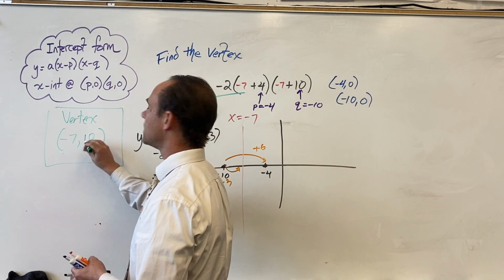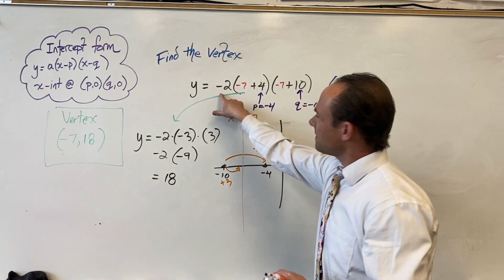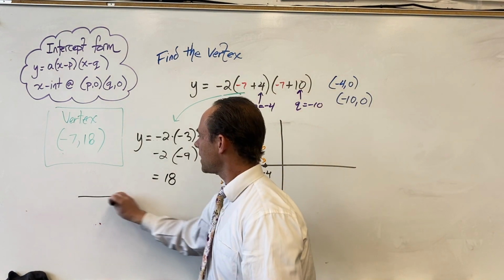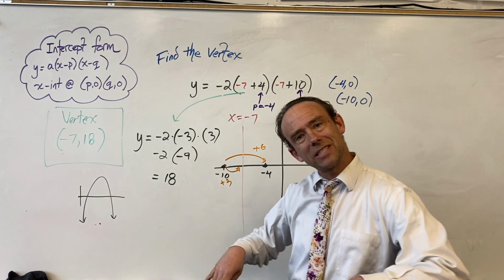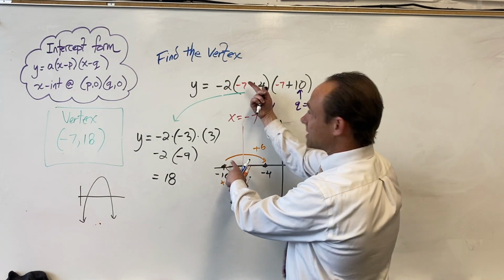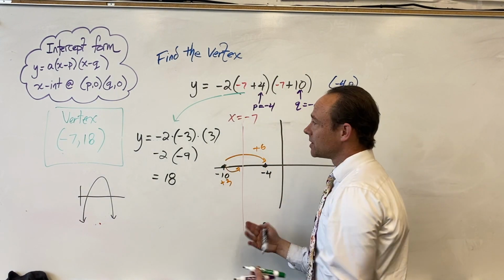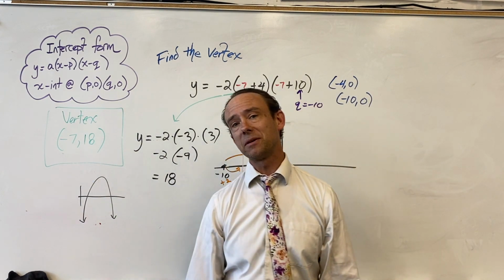And we're done. Also keep in mind, when the a value is negative, a negative a value means the parabola goes down. It points down. So the vertex has to be up here if it's going to point down. So we're actually stoked that that's a positive number.